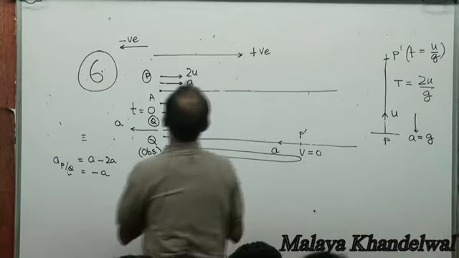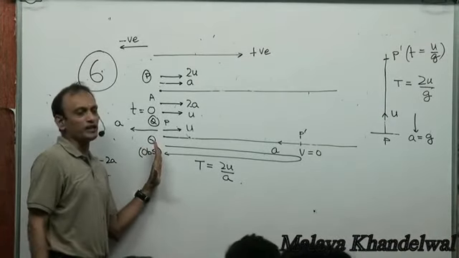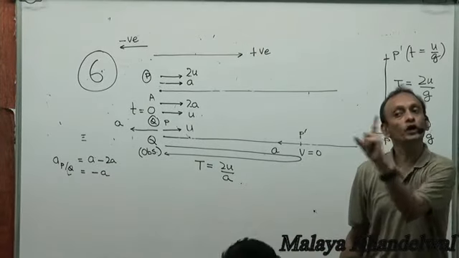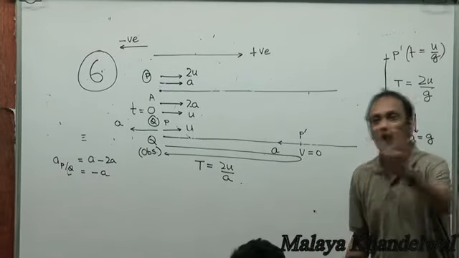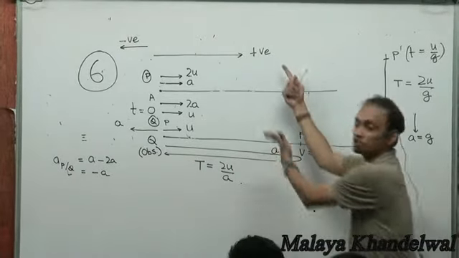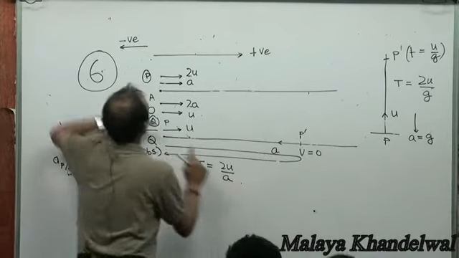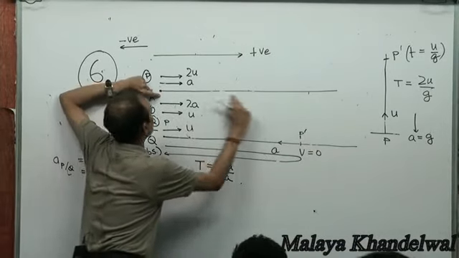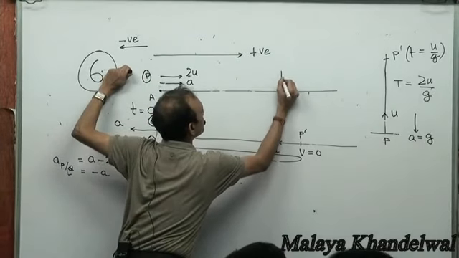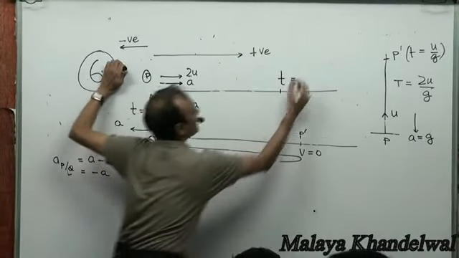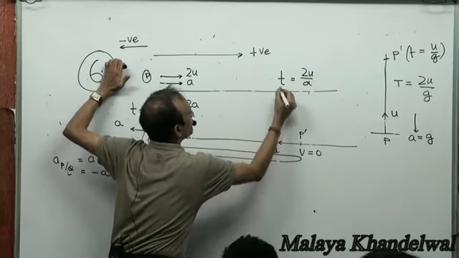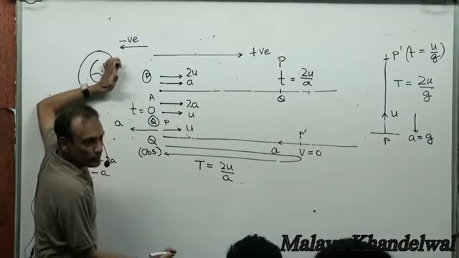Now I've exploited the equivalent situation to find the instant when Q would catch up on P. Now using this, I can forget all about the equivalent situation. Let me go back to the mother situation. In this time, let me find out the displacement of P. In an interval of time t equal to 2u by A, Q reaches this point where it is overtaking P.